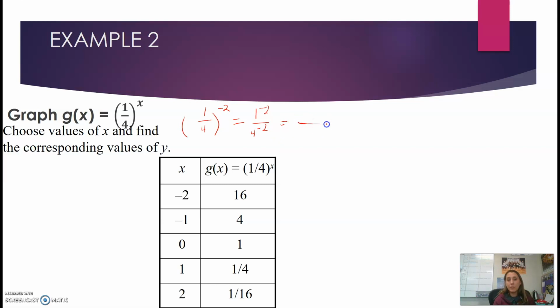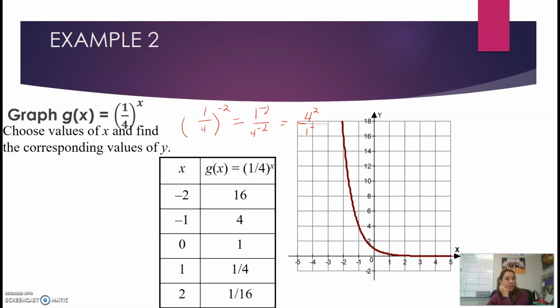So I've got 1 to the positive 2 and 4 to the positive 2, which gives me 16 over 1, which makes sense to me because if it were negative, I want my number to be bigger because it's decay, so it's going to be coming from large y values all the way down to small y values. So when I graph that, that's exactly what I see as exponential decay.